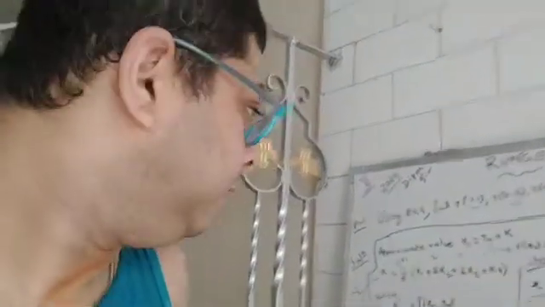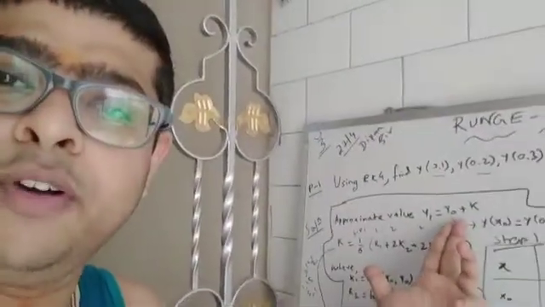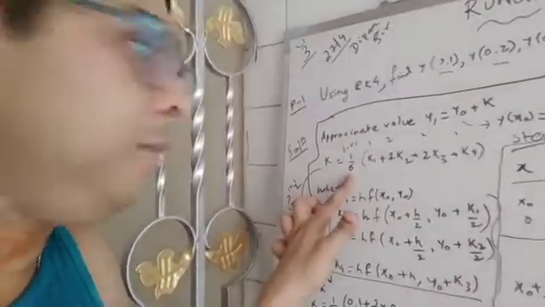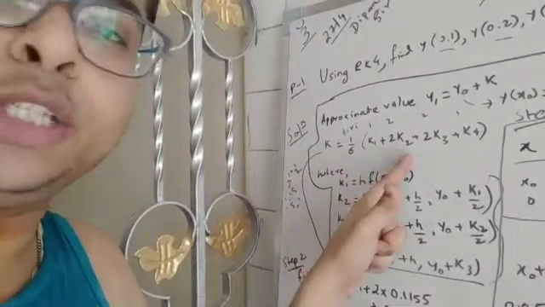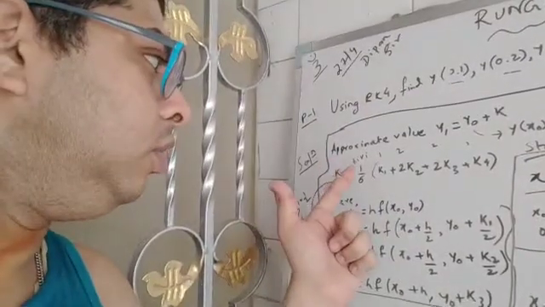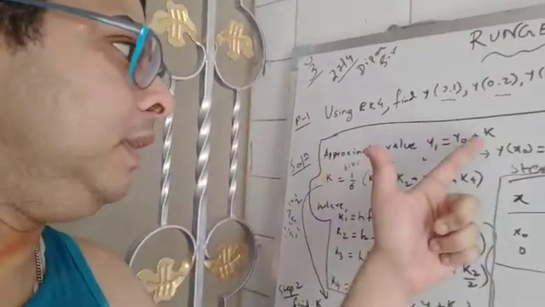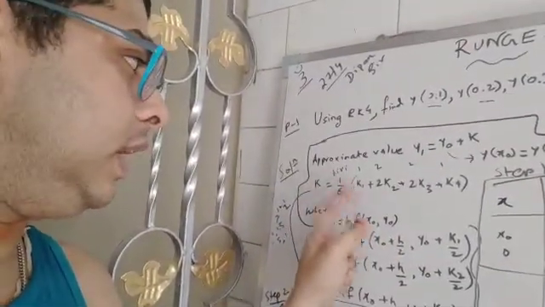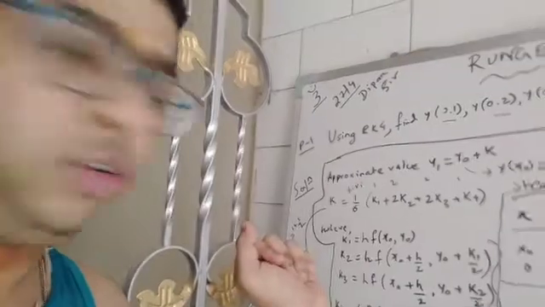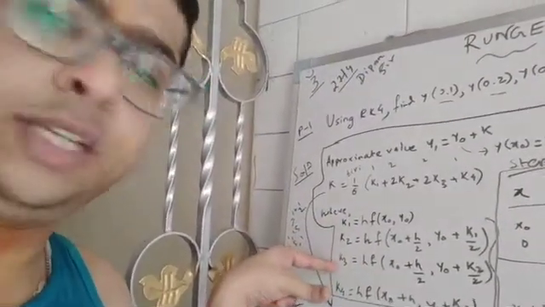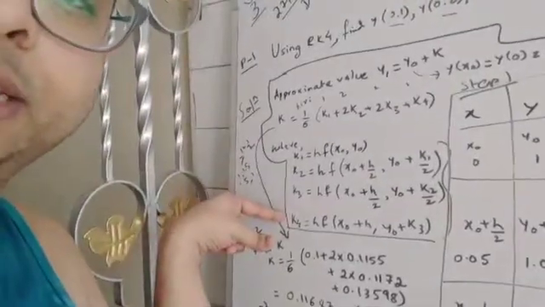What is k basically? This is your main formula, and k is the sum of other k's. The formula is 1 by 6 times k1 plus 2k2 plus 2k3 plus k4. Up to this point you know what k is, but you don't know what k1, k2, k3 and k4 are. So k1 is this, k2 is this, k3 is this, k4 is this.